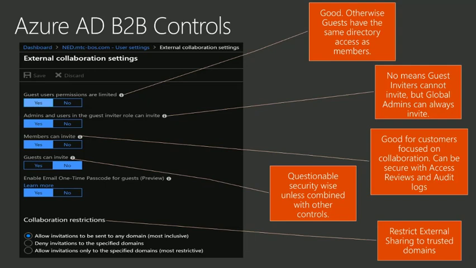So if you do that, it's essentially whitelisting them. You actually list them all out, all those partners. Yep. Awesome. So that's most restrictive, most overhead. Or you could say deny invitations to specified domains, which is you will trust everybody except your competitors.